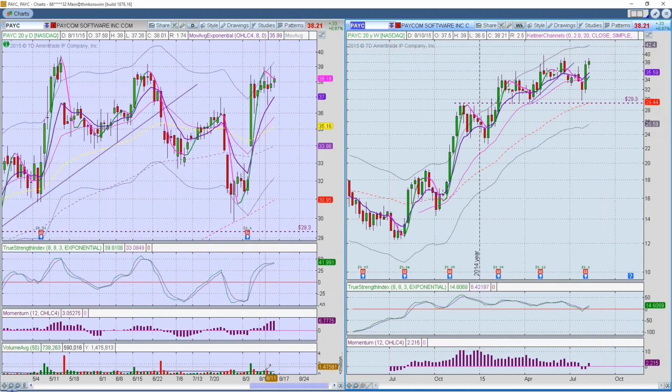The one thing of concern is that the volume has been average to slightly above average. There hasn't been a huge amount of buying except for that particular day right there, right after earnings.